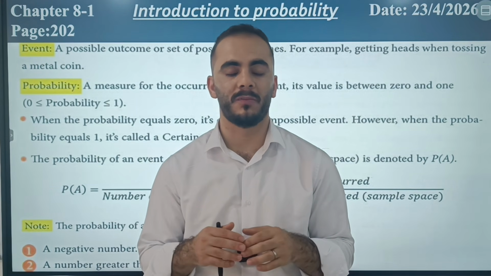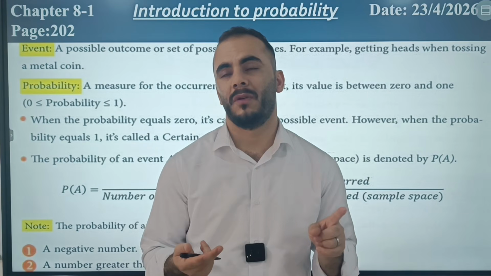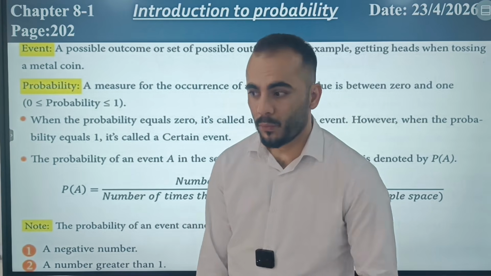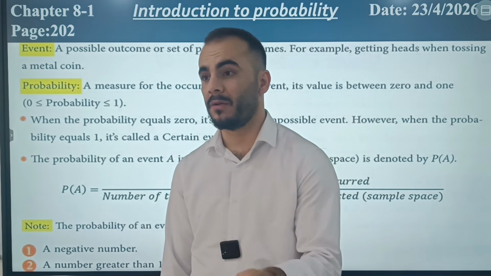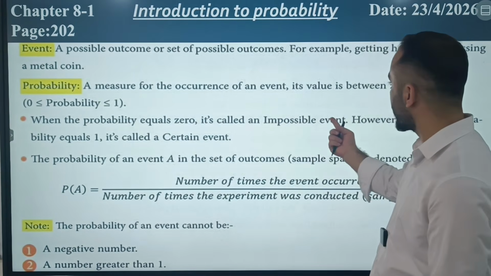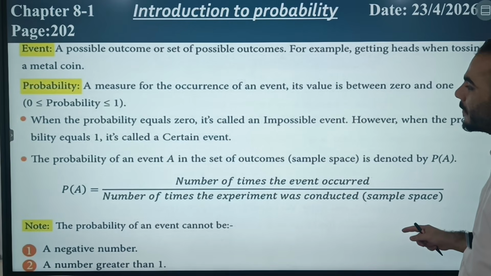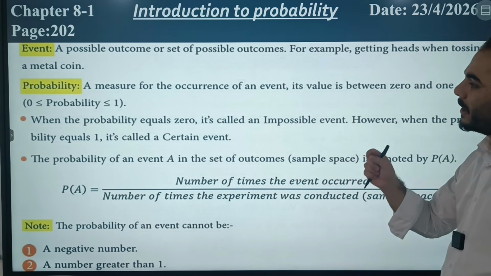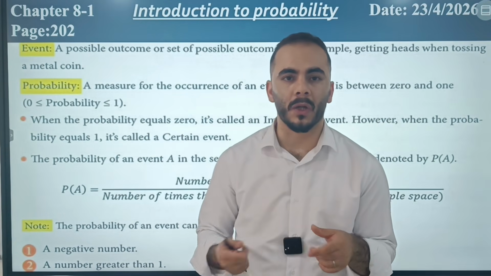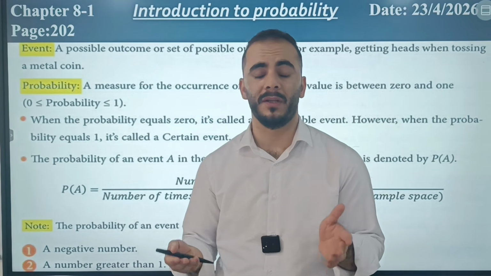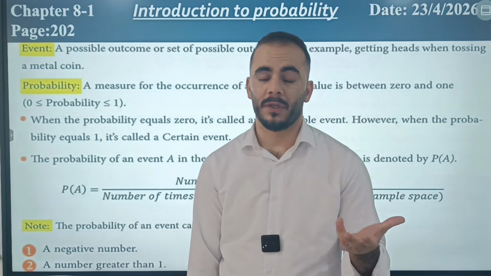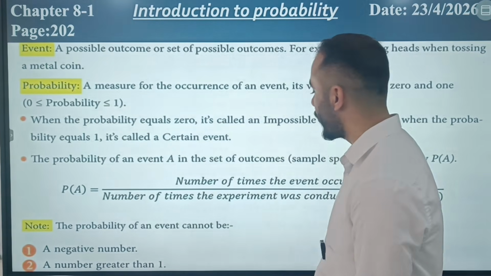Probability can be expressed in different ways: in terms of percentage, in terms of fraction, in terms of decimal. And in terms of words, remember, when the probability equals 0, it's called an impossible event. However, when the probability equals 1, it's called a certain event. So remember, when it is between 0 and 50%, it is called unlikely. When it is 50%, as likely as not. When it is between 50 and 100, likely. And when it is 100%, it is called a certain case. Okay, that is all about probability.